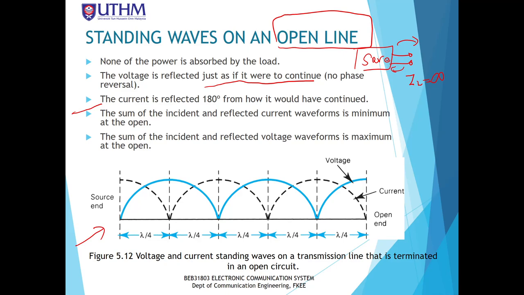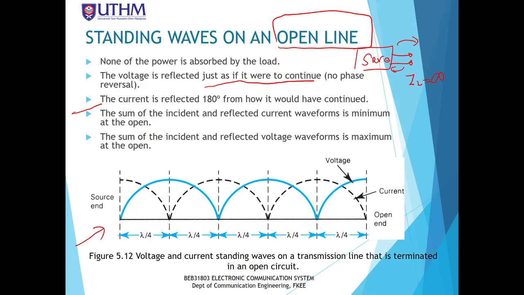Okay. But remember, both each of this line consists of incident and reflected wave. Okay. Setiap garisan ini sebenarnya mengandungi incident dan juga reflected wave. Itu sebabnya dia jadi standing wave. Remember, standing wave dia bukan satu. Dia terdiri daripada dua sebenarnya. Incident and also the reflected wave. But now we want to see from the perspective of voltage and current.